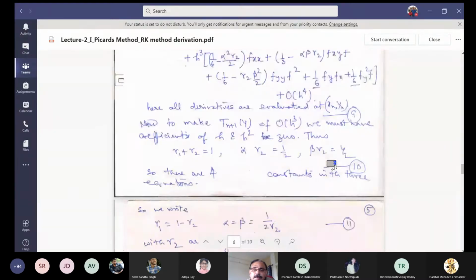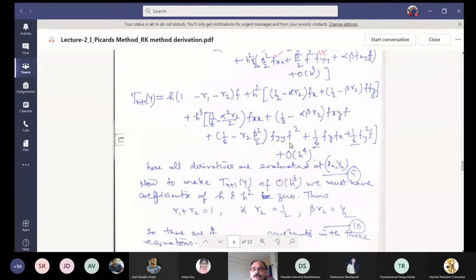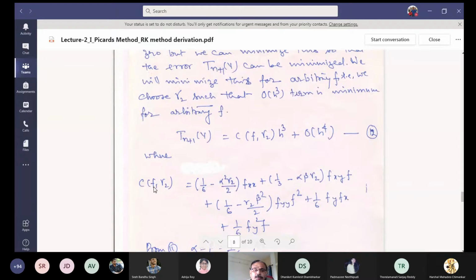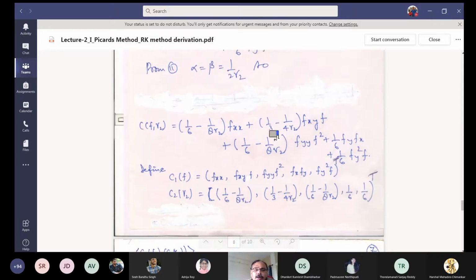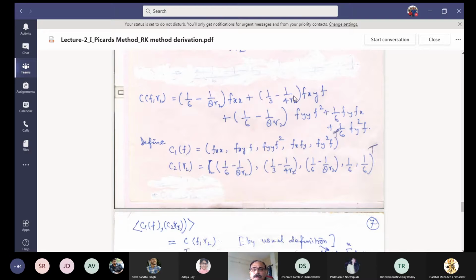So if you look at this coefficient of h cube, leaving the f part, the coefficients of fxx depend on gamma 2. Alpha and beta can both be written in terms of gamma 2, so everything basically depends on gamma 2. The h cube coefficient depends on f and gamma 2 only, which is why I wrote the notation C f gamma 2. Put the value of alpha and beta, alpha equal to beta equal to 1 by 2 gamma 2, and it will be only in terms of gamma 2. So C f gamma 2 can be written only in terms of gamma 2 and some derivatives of f. Is this part clear?